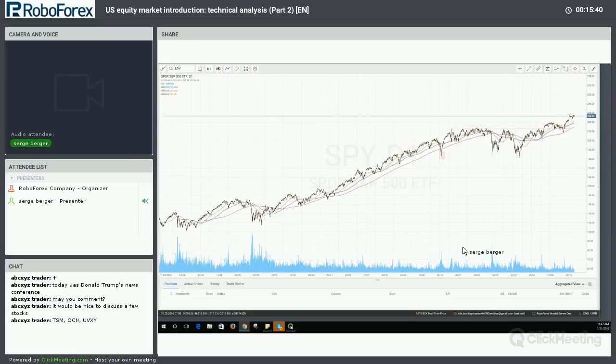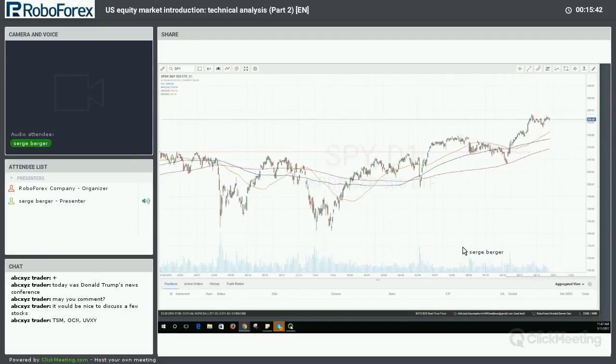So the biggest mistake that people make when using moving averages is that they essentially use them for specific entry and exit points, and that's probably one of the biggest mistakes you can make.